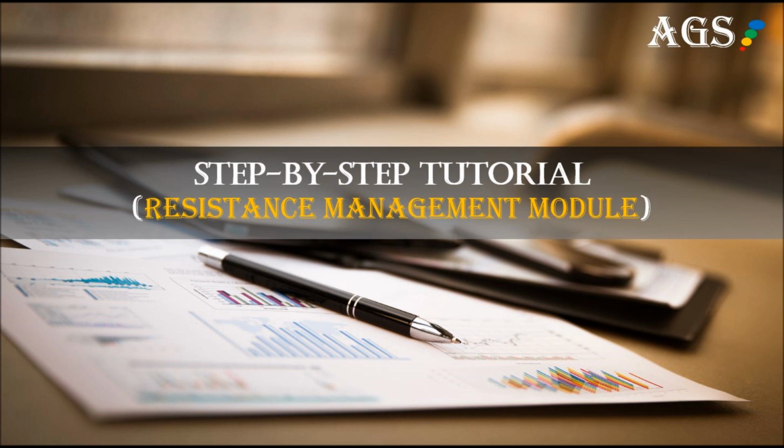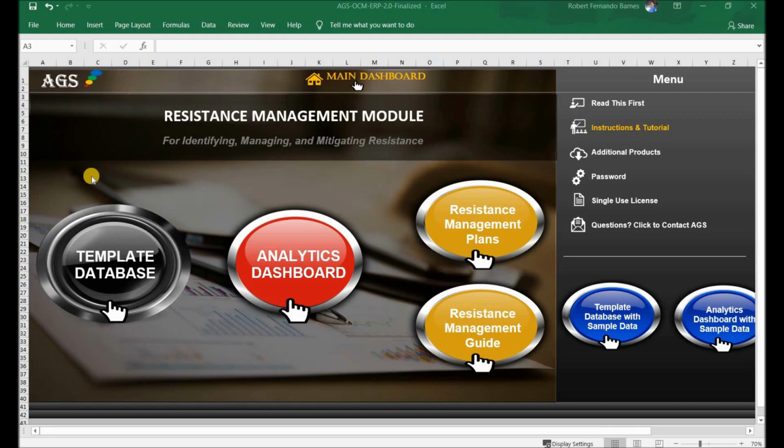Most AGS products are Excel-based, which was a strategic decision because most people are familiar with Excel. When you open the Resistance Management module for the first time, you will land on the home page. After that, whenever you open the module, you will land on the page that was last opened before the module was closed. For today's tutorial, we will start with an overview of the module's home page.